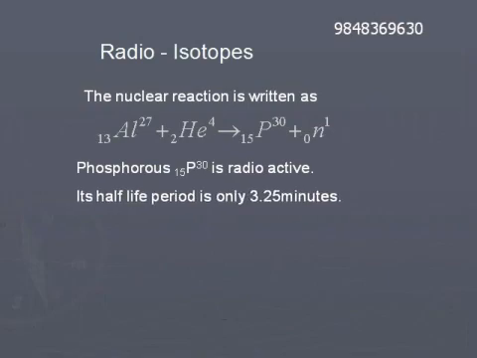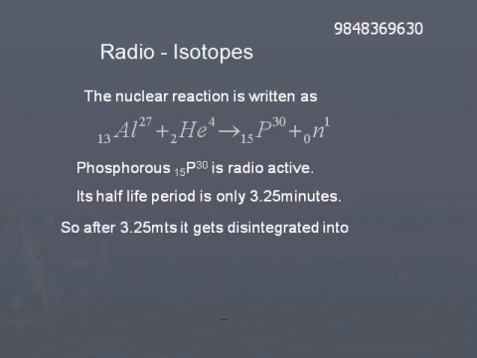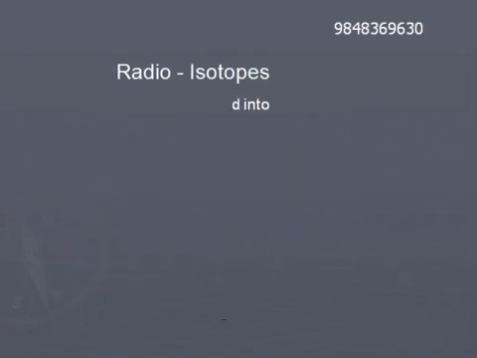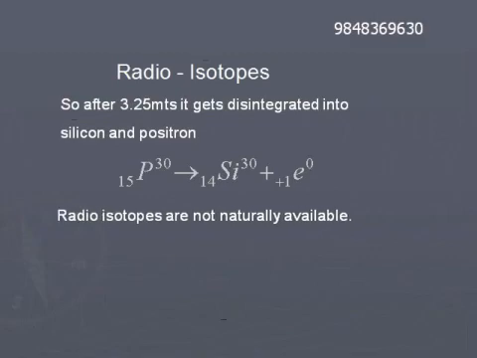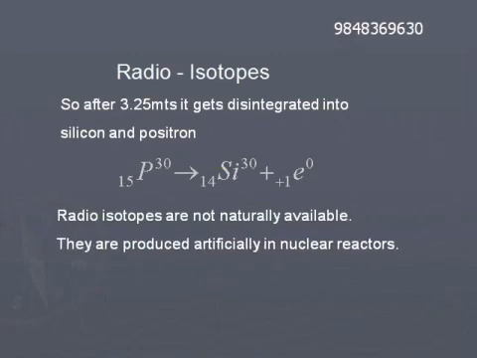So after 3.25 minutes, it disintegrates into silicon and a positron. So this lives only for a short time, 3.25 minutes. Thereafter, it disintegrates. The disintegration reaction can be written as phosphorus 15P30 gives rise to silicon 14Si30 plus positron 1e0. Such newly formed elements like phosphorus are termed radioisotopes.